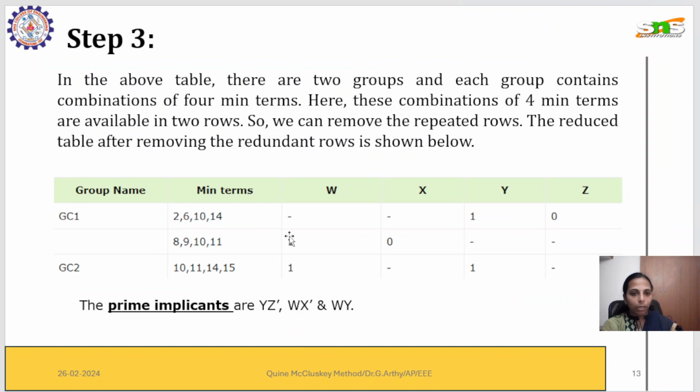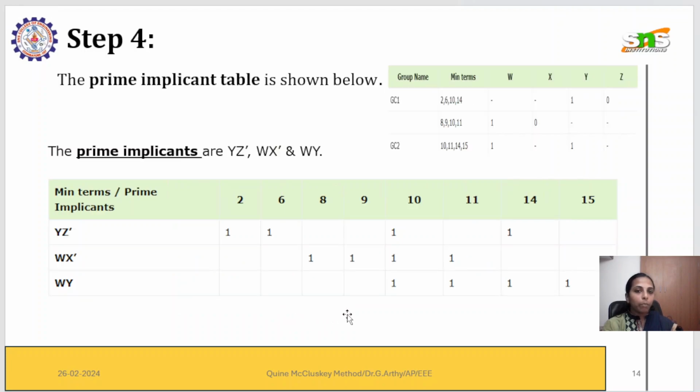What are the things available? The first thing is y, z. Here it is 0, so z dash. And this is w and x dash. And for the third one, the prime implicant is w and y. Right, so we'll be getting 3 prime implicants. From the prime implicants, we have to form the essential prime implicants.